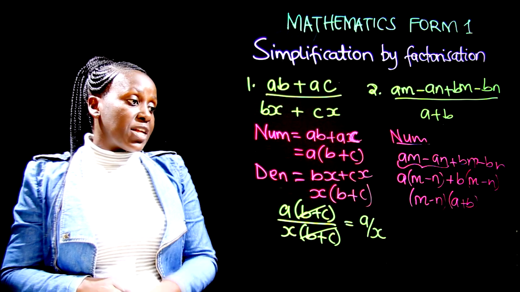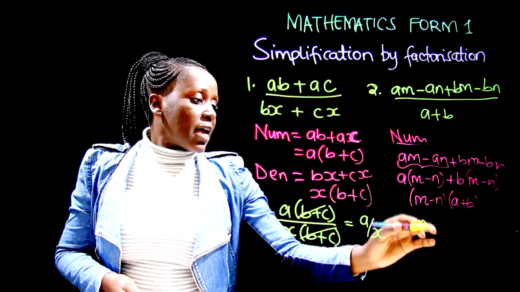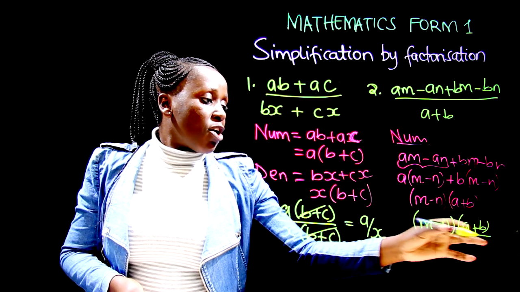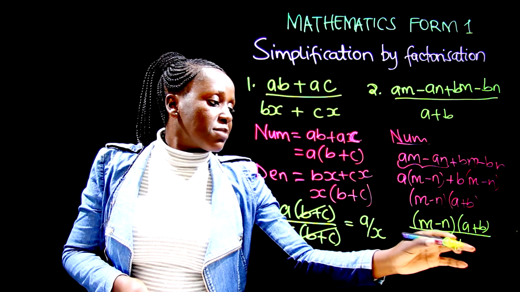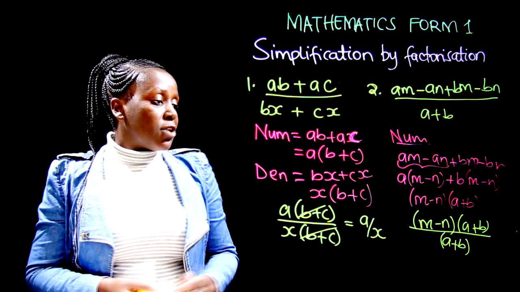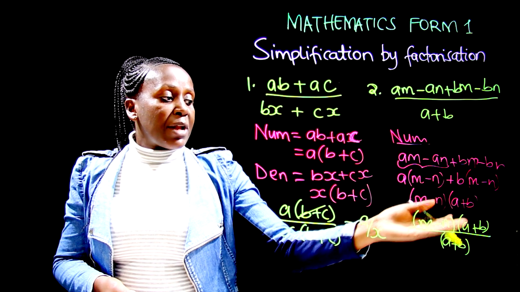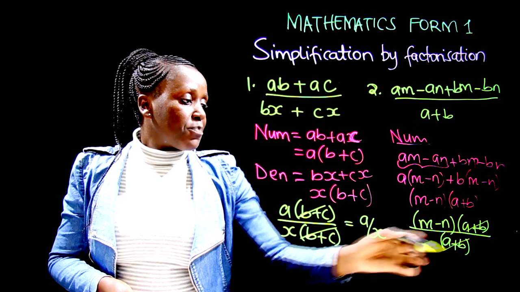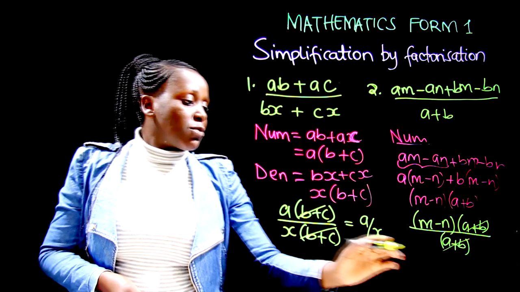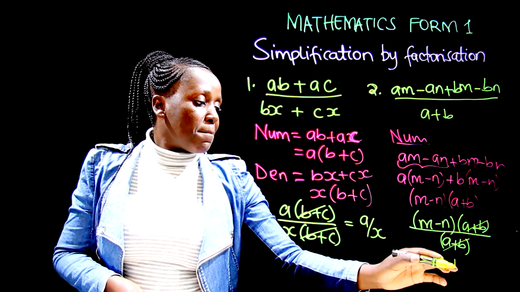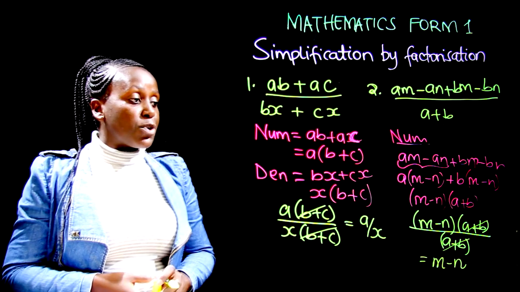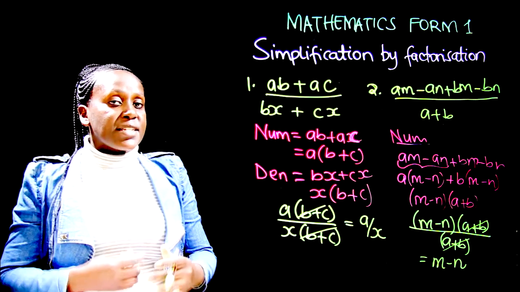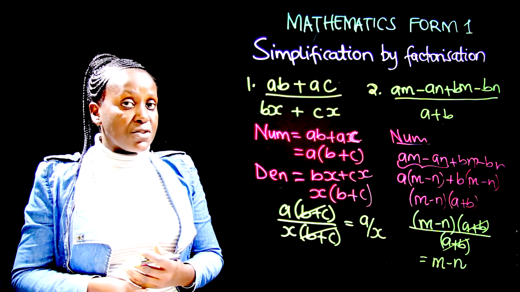We can now combine it with the denominator. So we will have M minus N into A plus B over A plus B. Like you can see, we have a common factor, A plus B and A plus B is common. So we can cancel A plus B by A plus B, and then we will be left with M minus N, and that will be the simplified version of this question. So we are going to look at another example that has a different format.